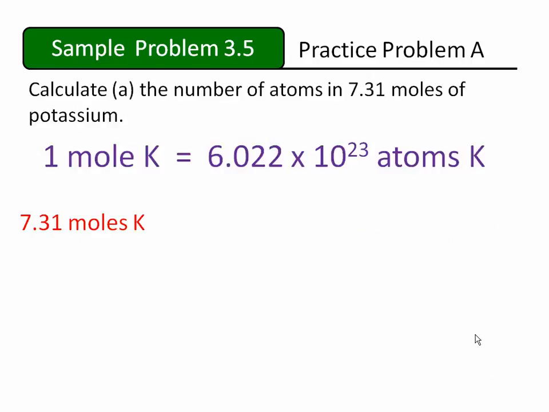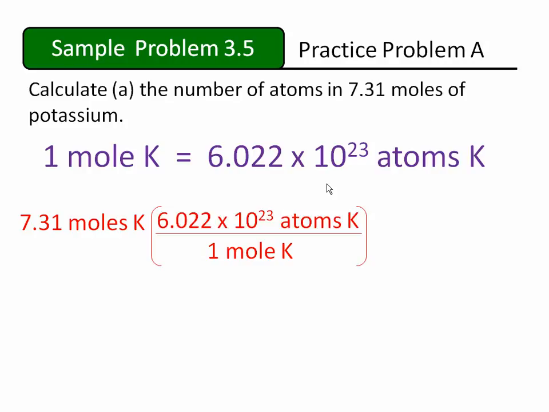Now, as we solve part A, we will start our dimensional analysis with the value 7.31 moles. We'll need to cancel the unit of mole, leaving the unit of atoms at the end. Using our basic equality that's shown in purple, we can place 1 mole in the denominator of our conversion factor so that moles cancel. 1 mole is equivalent to Avogadro's number, so 6.022 times 10 to the 23rd atoms will be in the numerator of this conversion factor.